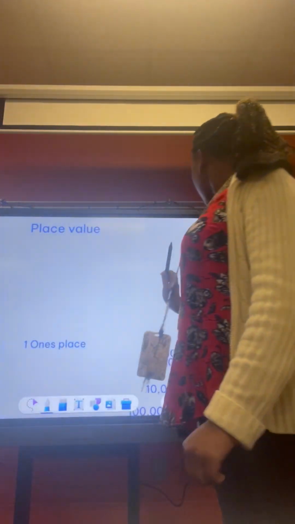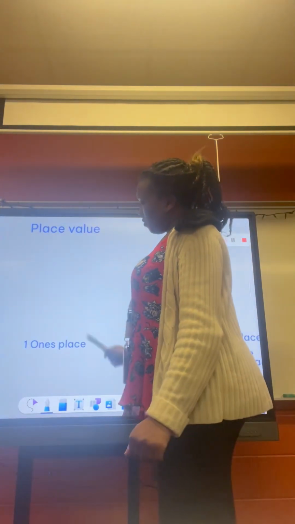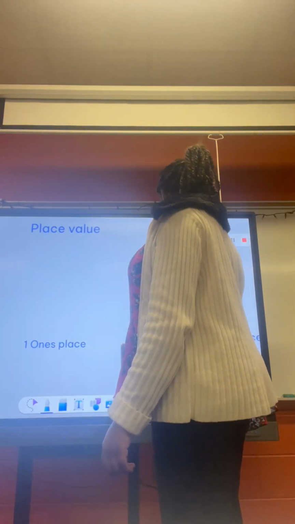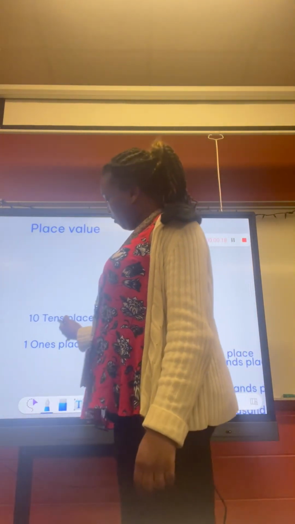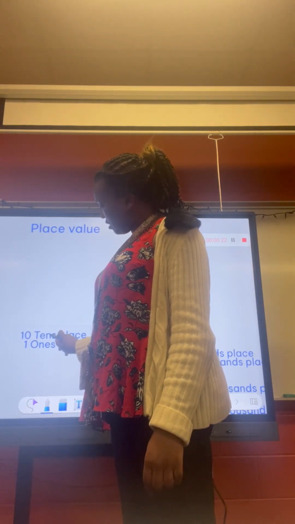Today we're going to talk about place value. We always start with the ones, and we're going to go up to a 6-digit number. And as we move up, we're going to see the one move to the left. We start off with the ones place, and then we move to the tens place.